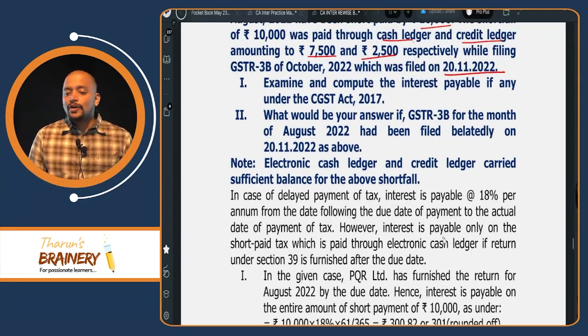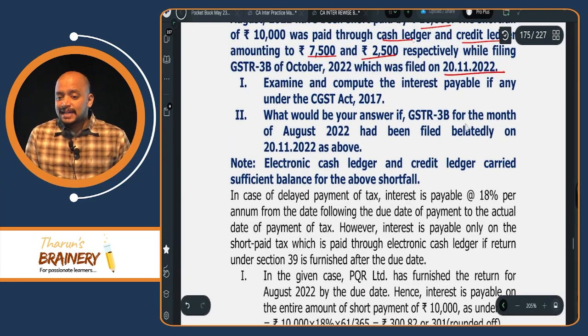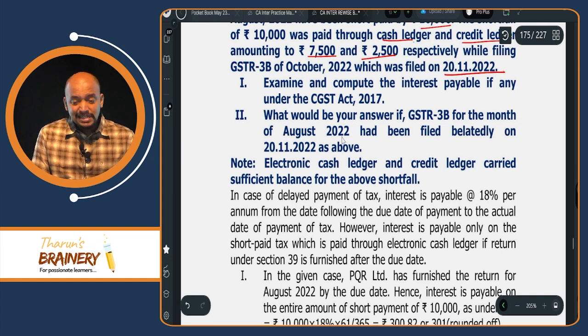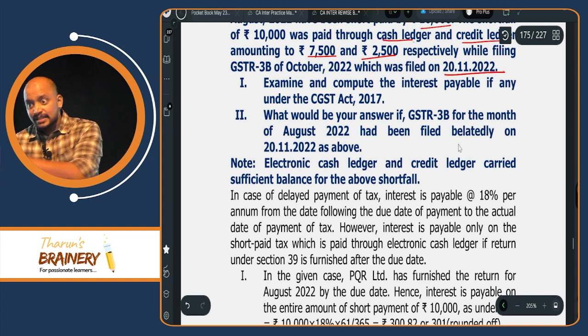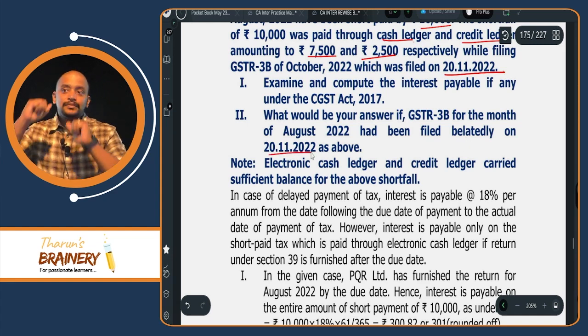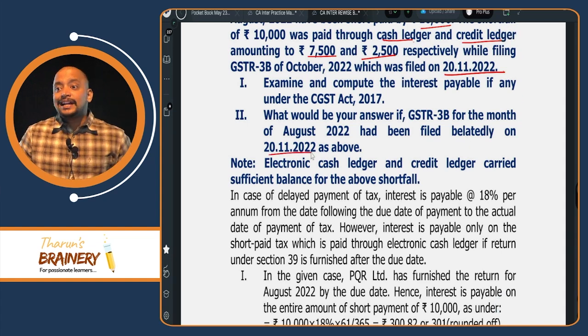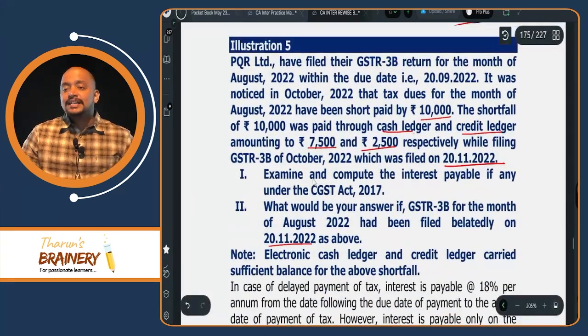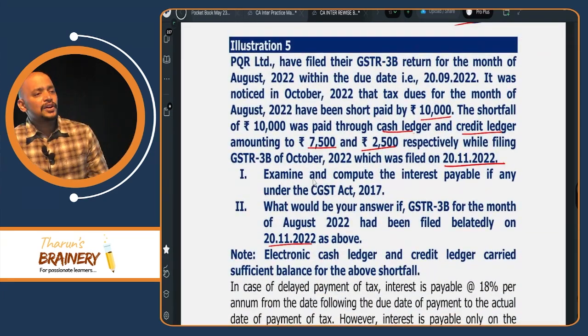Suppose, what would be your answer if GSTR 3B for the month of August is filed late, and is filed on 20th November. Then only on net liability. What is a net liability? 7,500. Is it clear or not?